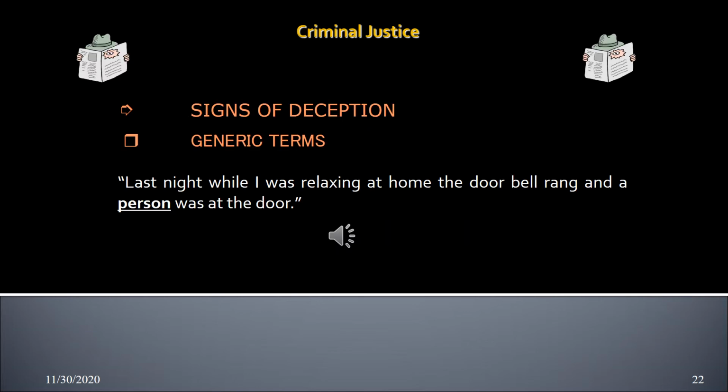To just reiterate the information on the previous one, generic terms. This is where you're trying to conceal the gender of the person or some other information that you don't want to release. Last night while I was relaxing at home, the doorbell rang and a person was at the door. People don't say there's a person at the door. A man was at the door. A woman was at the door. Maybe a canvasser was at the door. You might get that, but it seems that it's an attempt to conceal the gender of the person, because it's got to be a person at the door, but that doesn't describe it fully, and there must be a reason why you're not trying to describe it fully.